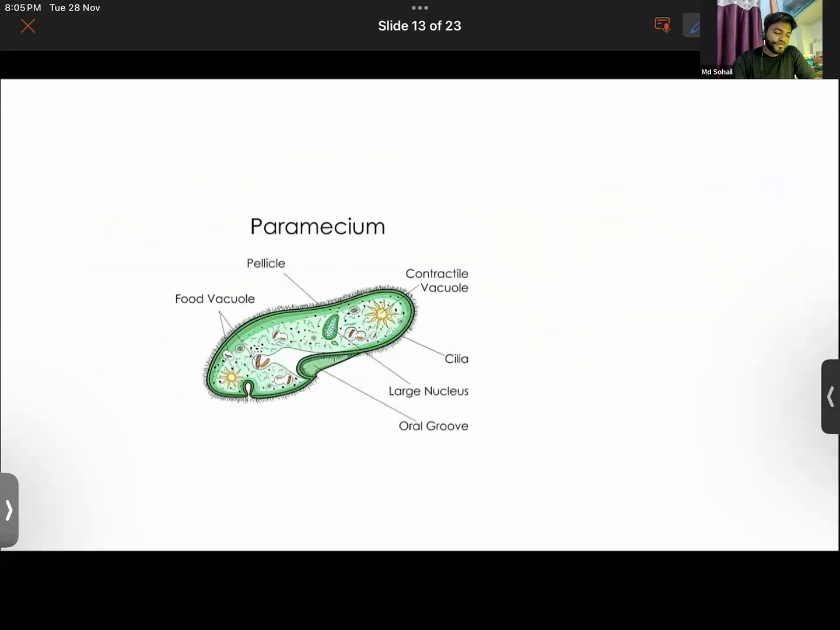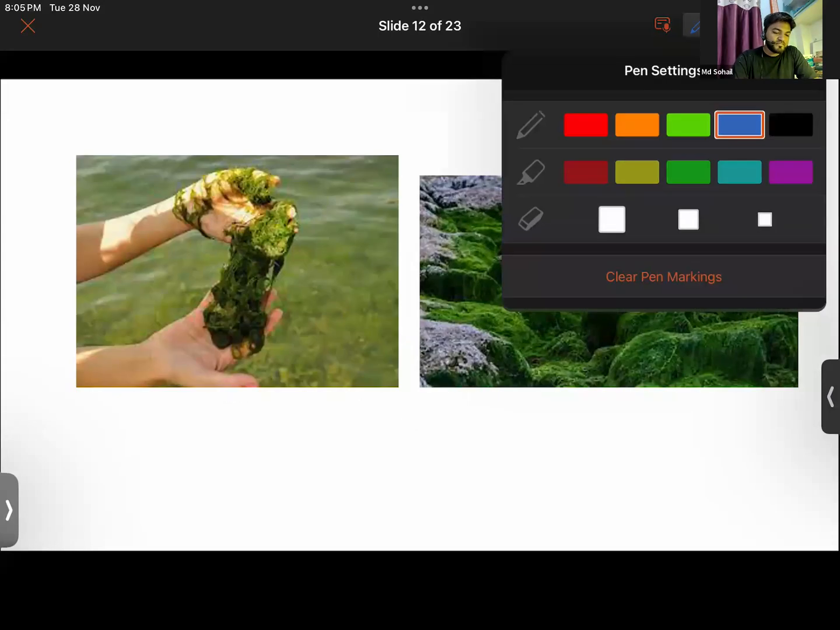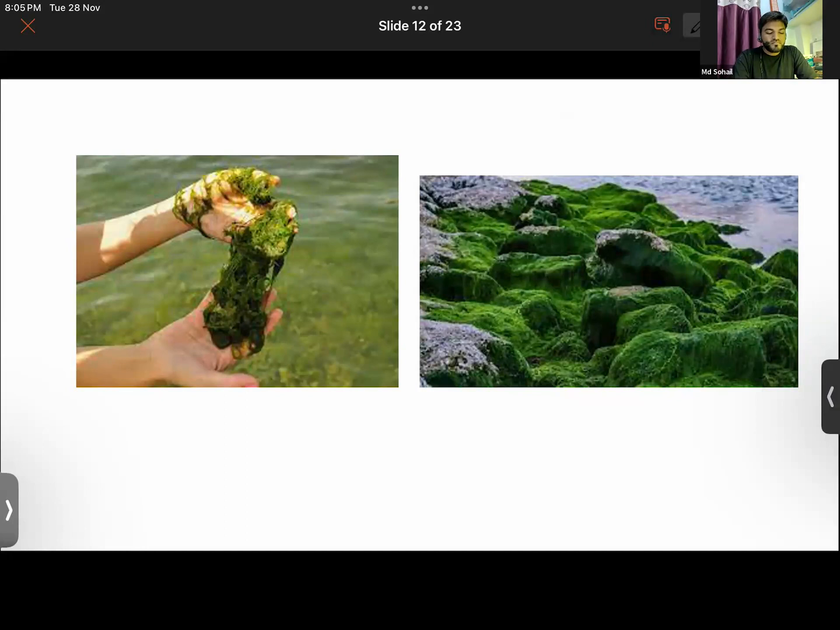By the way, what are these images over here? Sir, Spirogyra. These are images of algae. The left one is Spirogyra. No, both of them are algae actually. This person has basically taken that algae in his hand, so it appears as if it has spread out and gives a different kind of look. But both of them are algae.